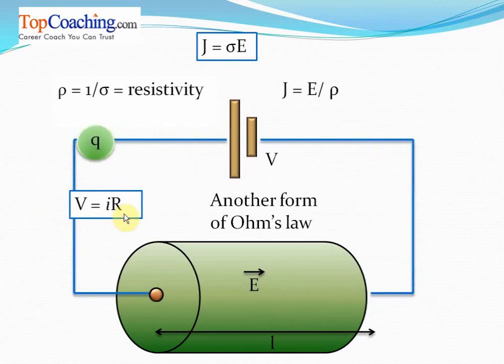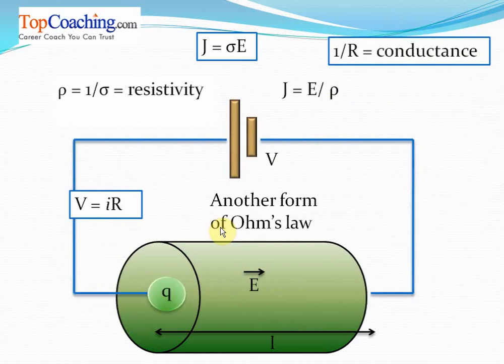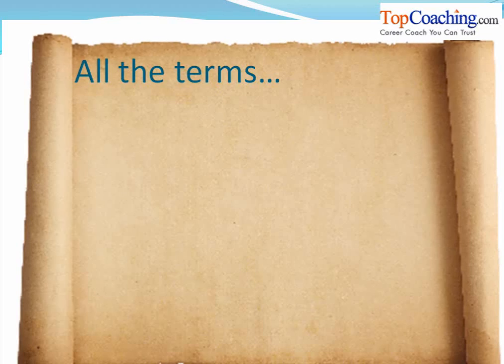There is yet another term that is defined, and that is related to R, the resistance. Just as 1 by sigma is rho and 1 by rho is sigma, 1 by R is termed as conductance. So R is resistance, 1 by R is called conductance, sigma is electrical conductivity, and rho is electric resistivity. Now there are so many terms. There is sigma, there is R, there is rho, there is conductance 1 by R. So it's very easy to get confused between all these terms. So let us look at each of these terms and see what it represents physically.